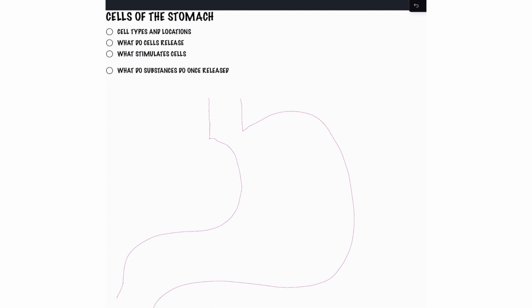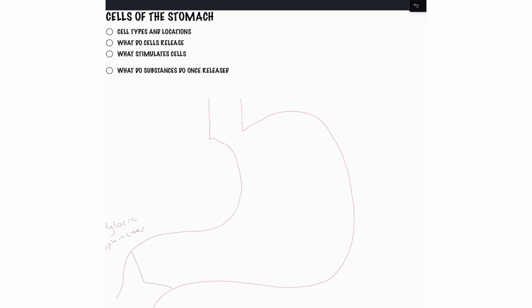Okay? One important denotation I want to add in here is a sphincter at the bottom of the stomach, and this is what's called the pyloric sphincter. So this is just where the stomach ends and the proximal portion of the duodenum begins. Okay, so I just want to make that denotation right there.